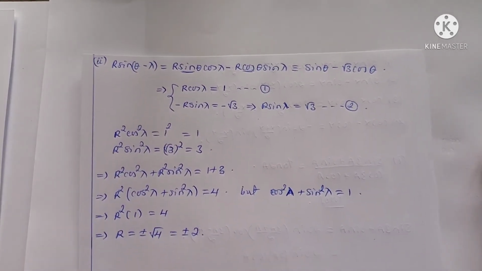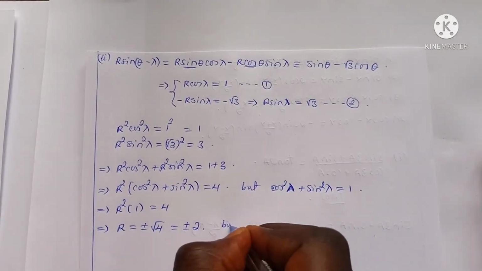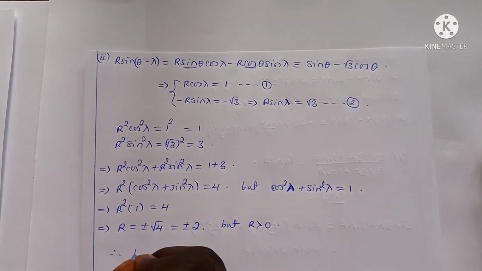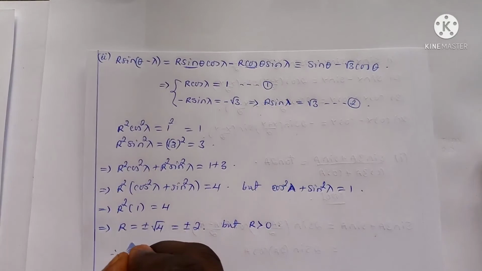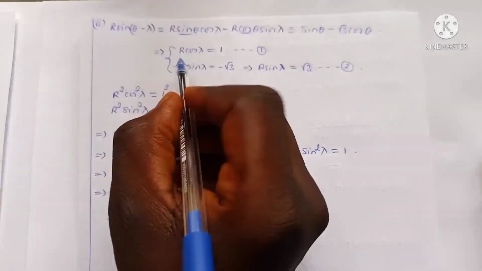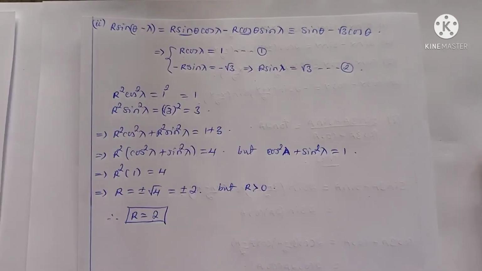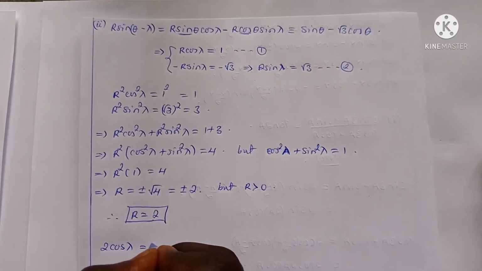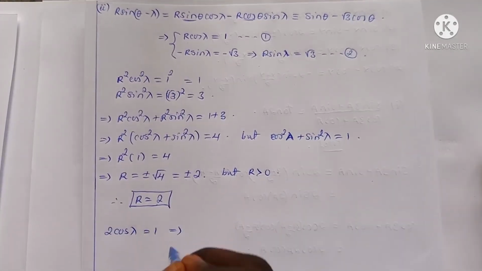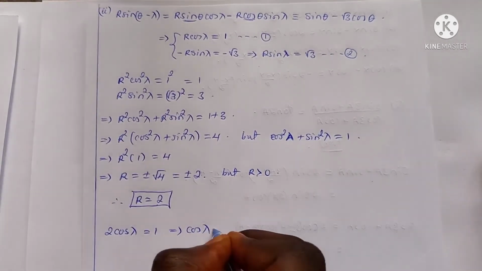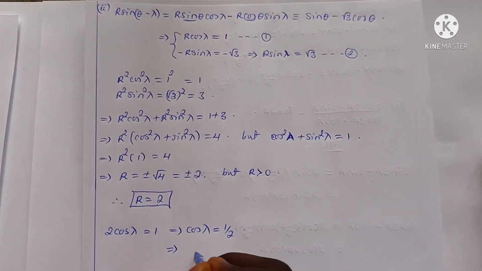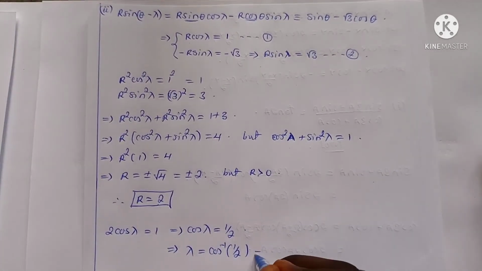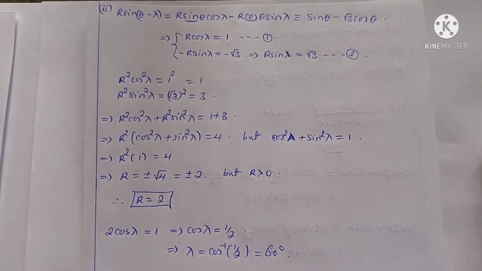But we are told that R is a positive constant. Therefore, R is equal to 2. Now, if you substitute R equal to 2 in equation 1, we have 2 times the cosine of lambda equal to 1. If you divide both sides by 2, we have cos lambda equal to a half. And so lambda is equal to cos inverse of a half, which is equal to 60 degrees, since lambda is an acute angle.